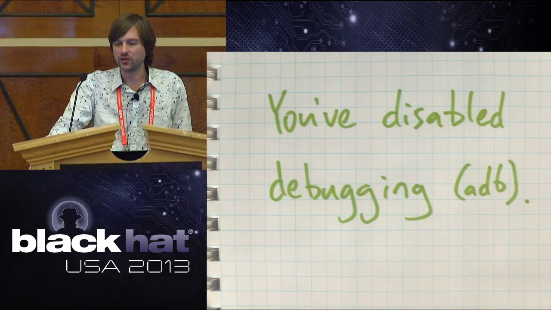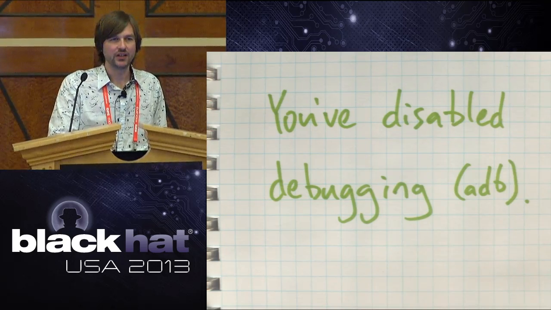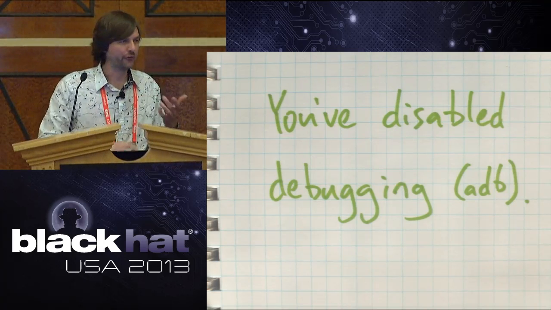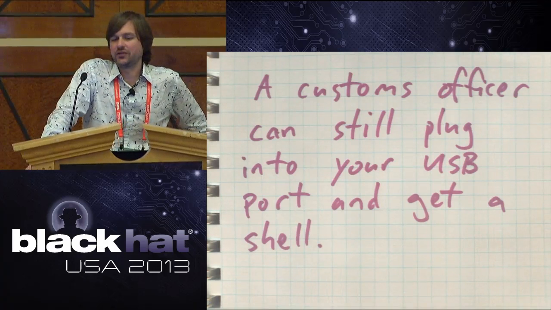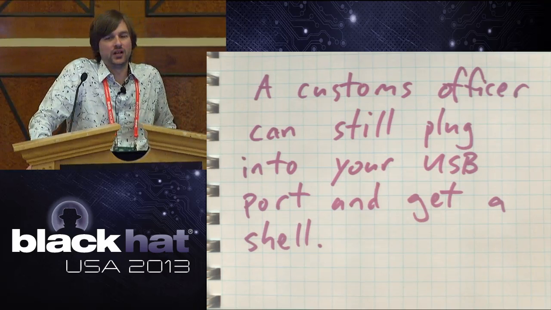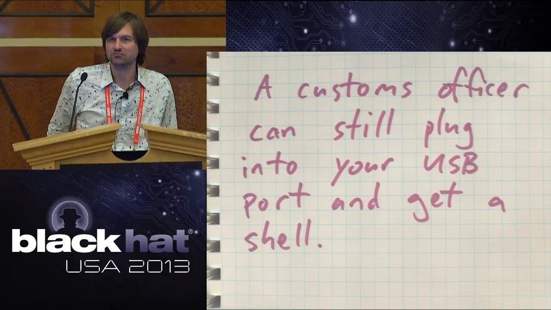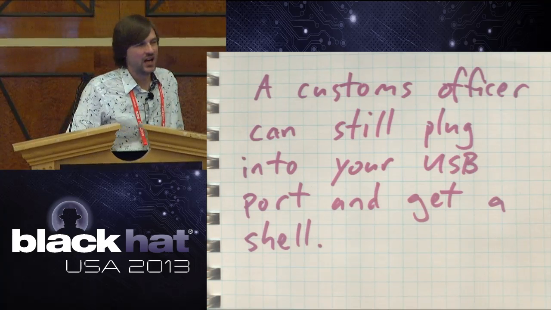Okay. So you've disabled debugging, ADB. You go into your phone and you select USB debugging off. Somebody like a customs officer could still grab your device, plug something into your USB port, and get a shell. And we're going to show you how that can happen.